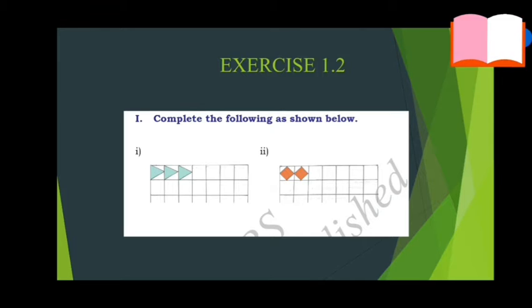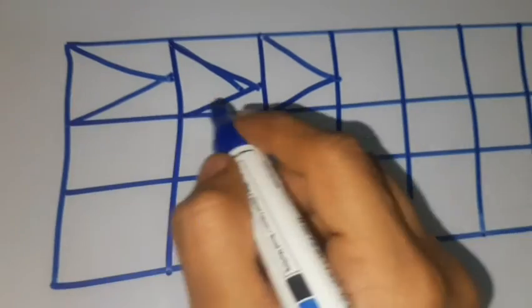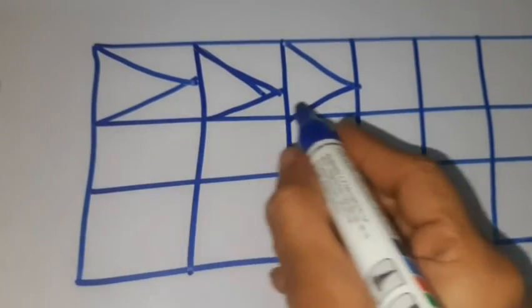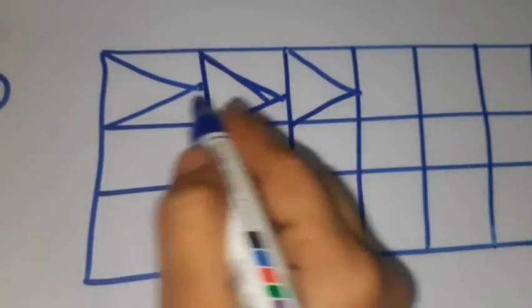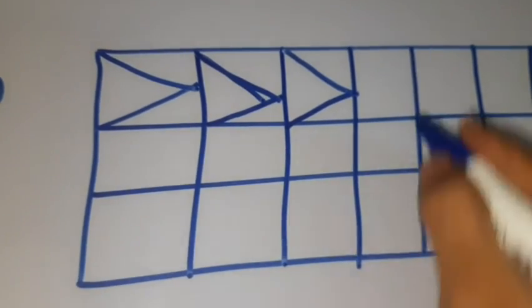Exercise 1.2. Here they have given the pattern and they have asked us to complete the pattern as shown in the figure. So I'll be solving the first pattern and the second pattern is your homework. Now let's solve the first pattern. Now what we are going to do is complete the pattern as shown in the figure.